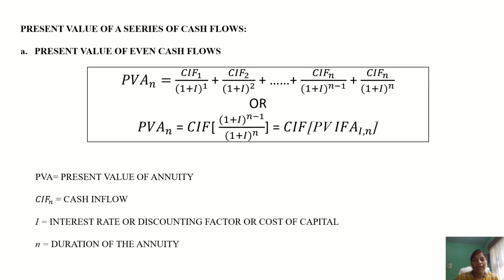Similarly, for even cash flows, where the CAF values are the same, you can use this formula, where PVA is the present value of annuity, CAFN is the cash inflows, I is the interest rate, and N is the duration.